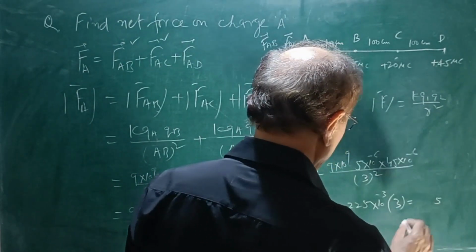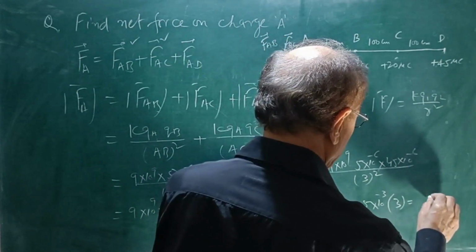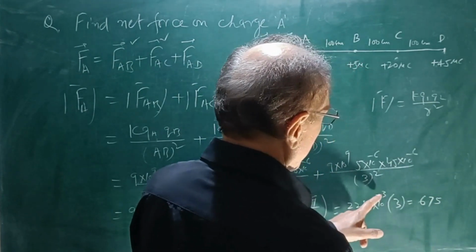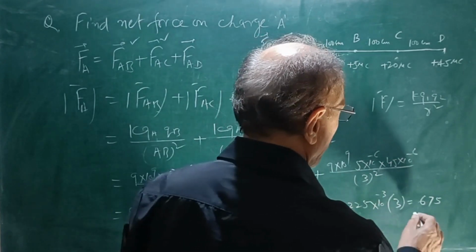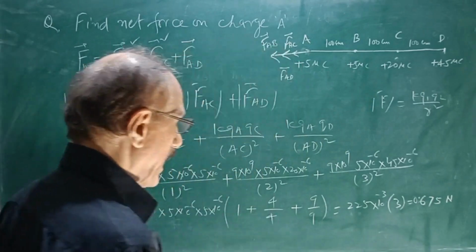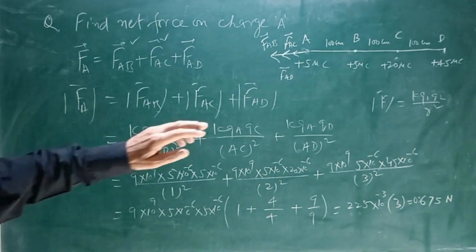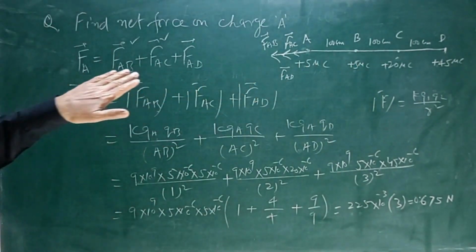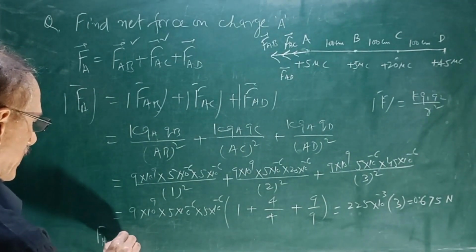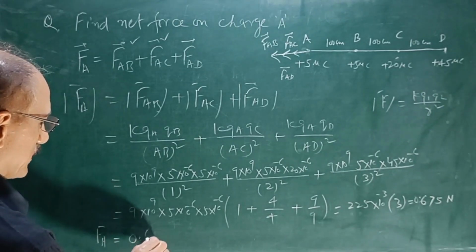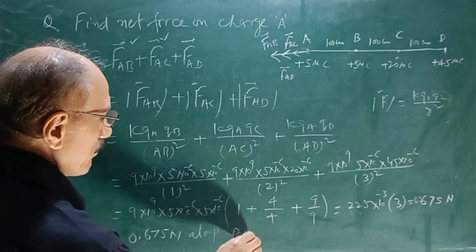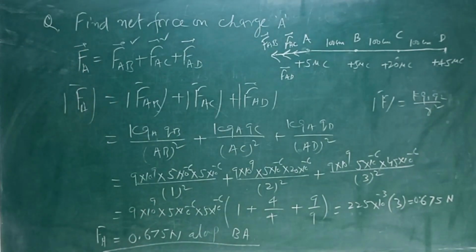3 fives are 15, 3 twos are 6, and there is 10 to the power minus 3. That means it will be 0.675 Newton. And what is the direction? The direction is along the BA vector. So net force on A is 0.675 Newton along BA. So this is your complete answer.